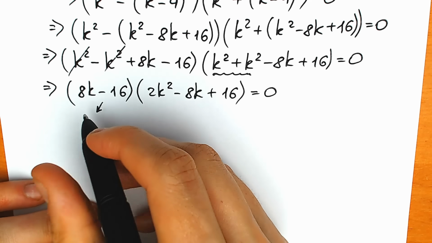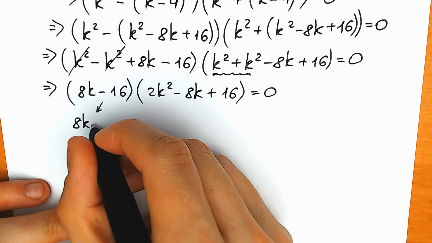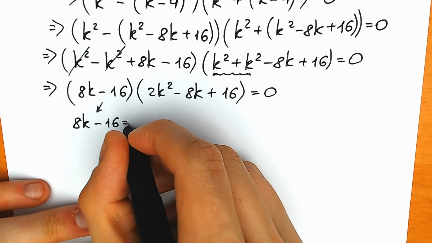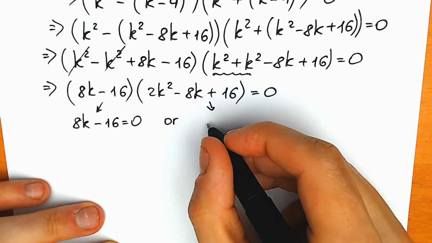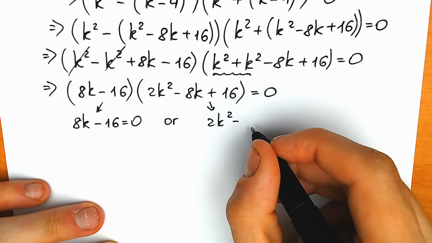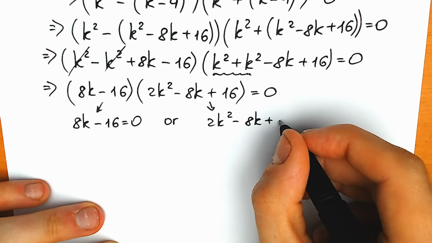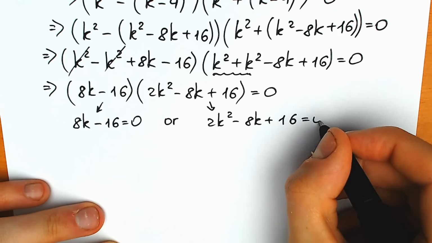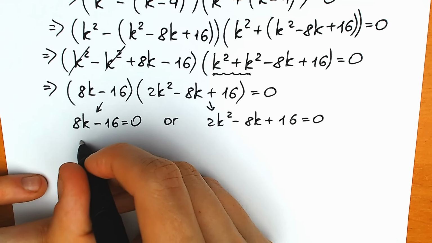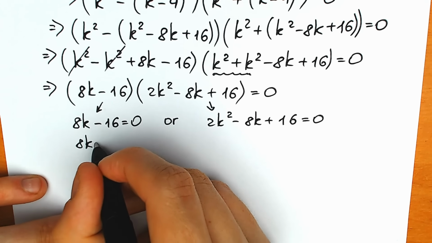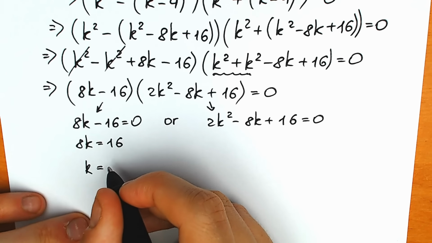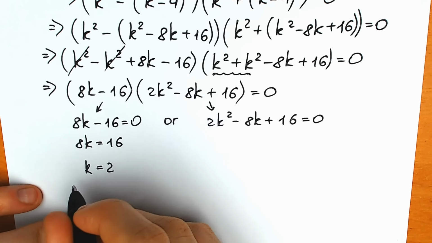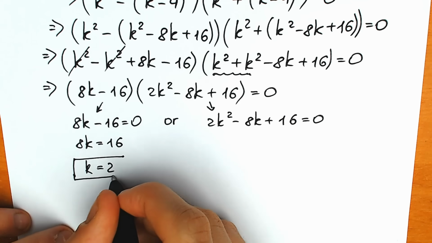First of all, let's solve this linear function, because a product of two parentheses equal to 0 when the first parenthesis equal to 0, and in our case we have a linear function 8k minus 16 equal to 0, or the other parenthesis equal to 0: 2k squared minus 8k plus 16 equal to 0. So that's why we can solve this real quick. 8k equal to 16, and from here k equal to 16 over 8 equal to 2. So k equal to 2, this is our first root.